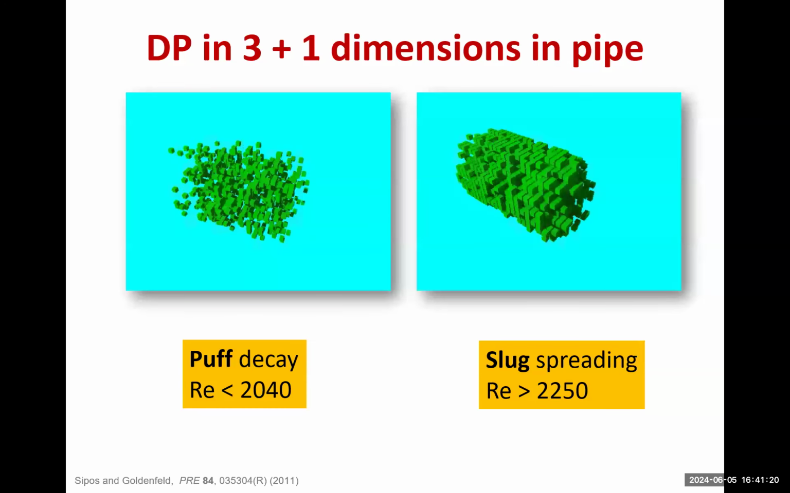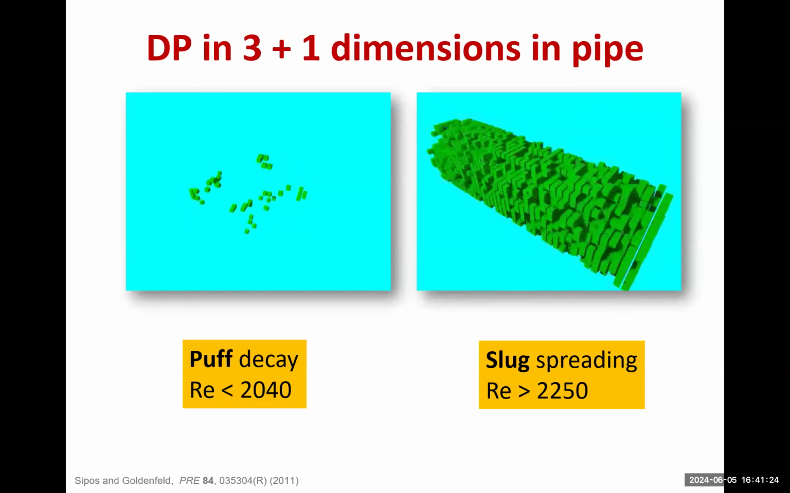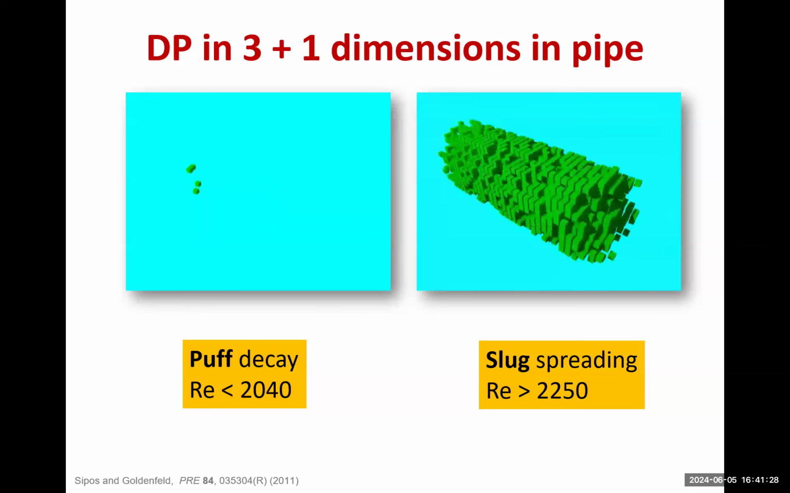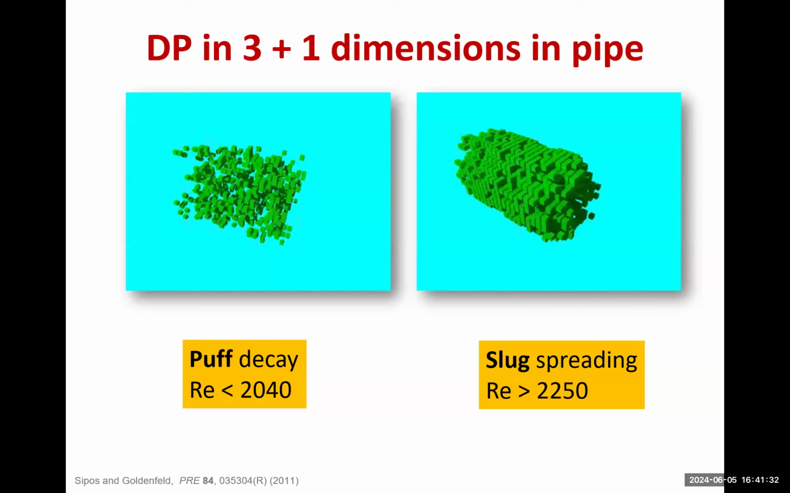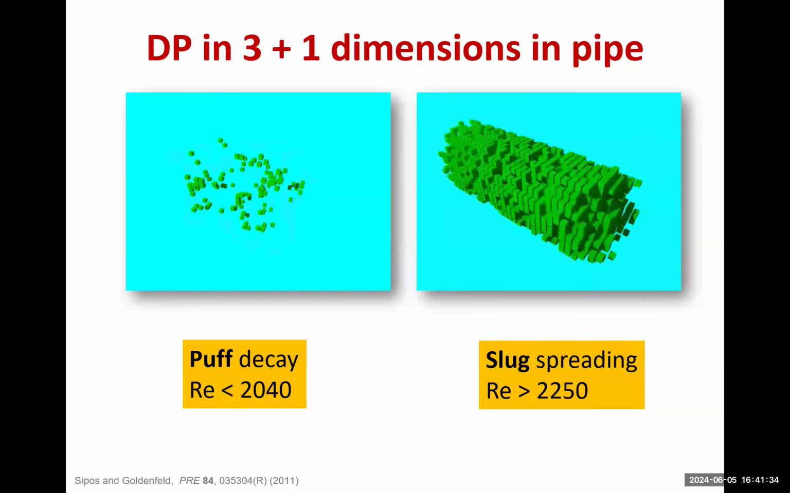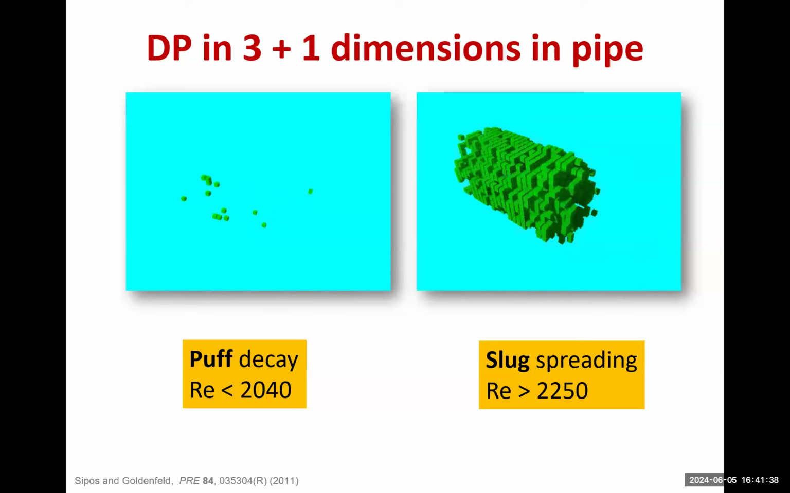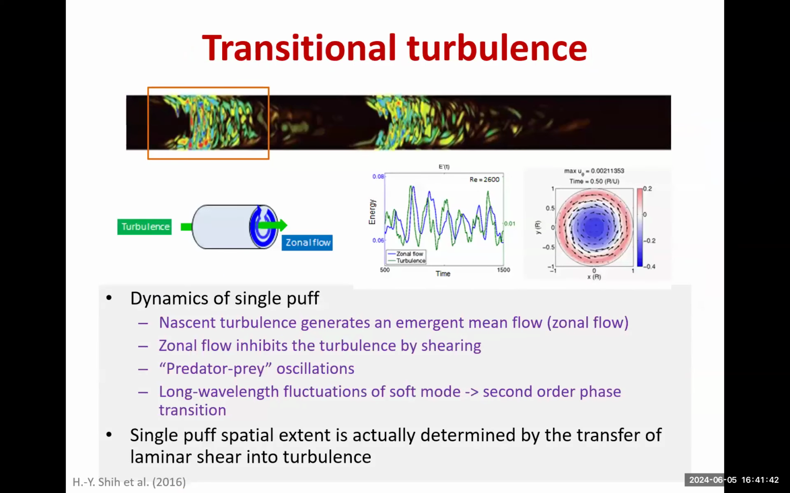Okay, I'll tell you one other thing, then I'll quit. If I take the Reynolds number just a little bit higher, then these puffs actually start to spread out to fill the pipe with turbulence. So it looks like this. As you can see here, it starts to spread. So you can make a theory of that.